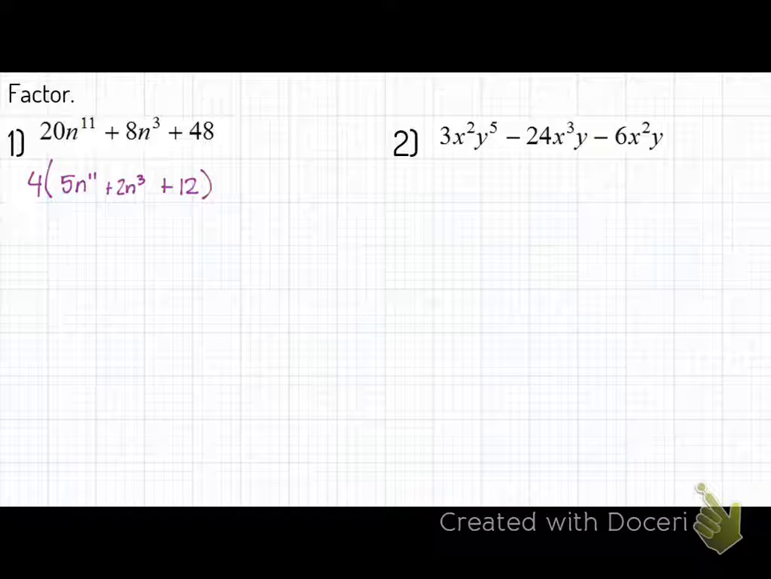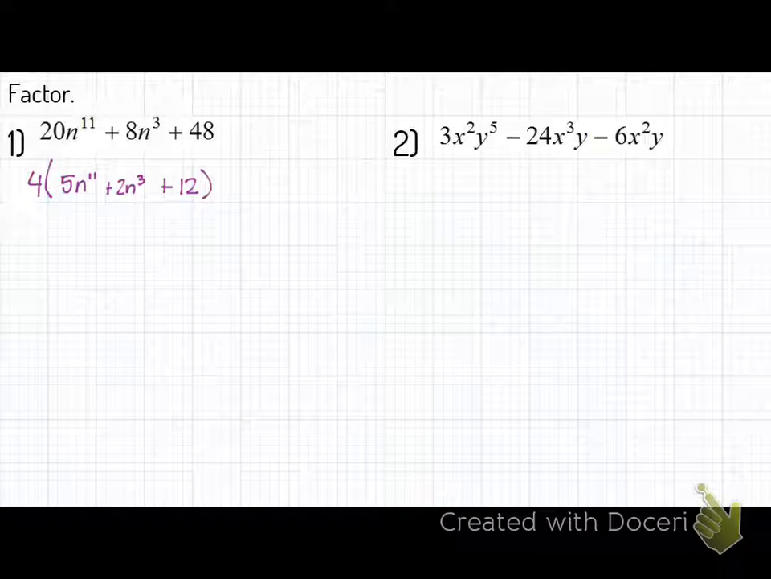If the exponents can be divided by 4, we do that too. If you have common terms that have exponents, then yeah, you could take those out. So let's look at number 2. Number 2 is going to hopefully answer your question.